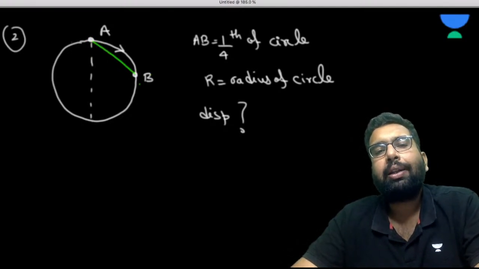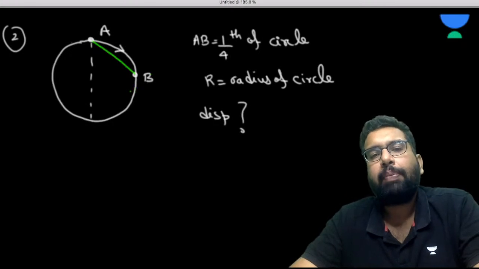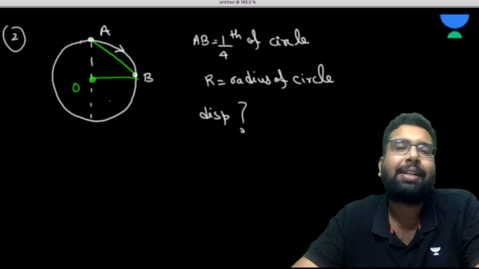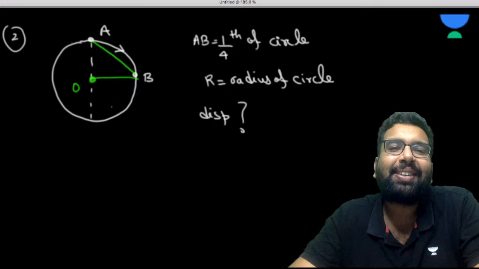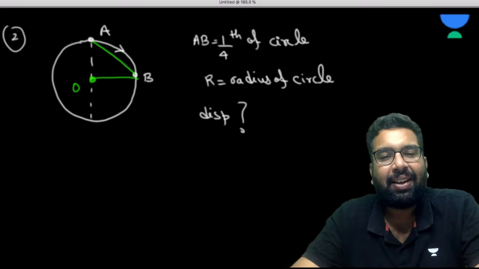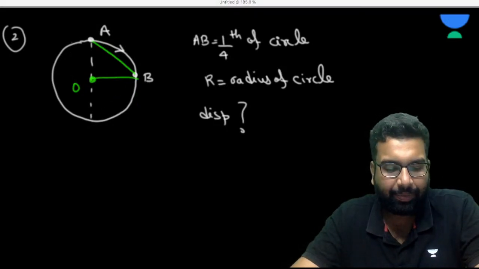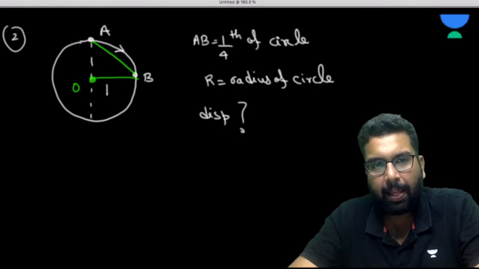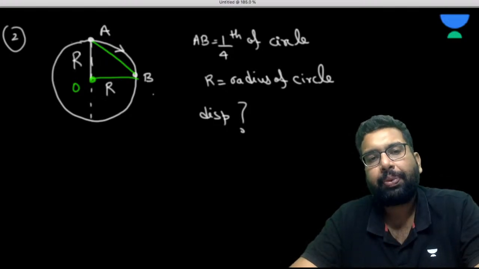I can join this AB. When I join this AB, this is going to be the shortest distance. So this is the center. This doesn't look like the center, but this is the center only. This is the quarter circle, so this has to be the center. Pardon my skills of drawing. Okay, so this is R, and this is also R. Right. So what is going to be this AB?